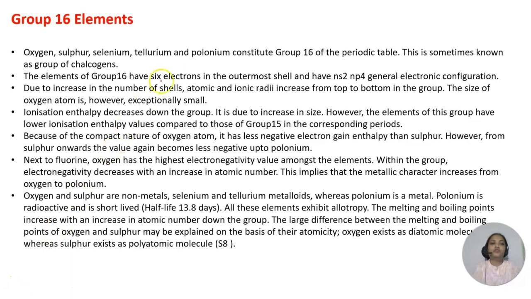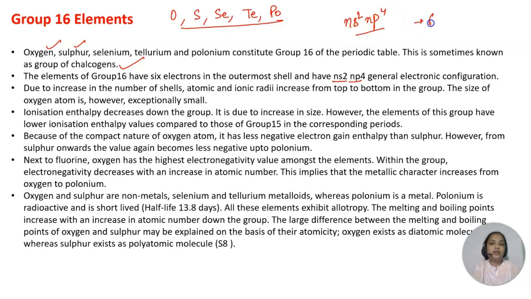Group 16 is the oxygen family, or you can say chalcogens. We have oxygen, sulfur, selenium, tellurium and polonium. These are the members of group 16 and they are also called chalcogens. Just like we learned in the last session, the outermost electronic configuration will be ns2np4, which means they all have 6 electrons in their valence shell.